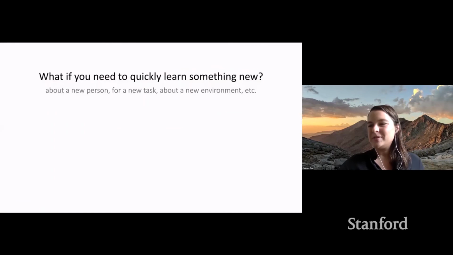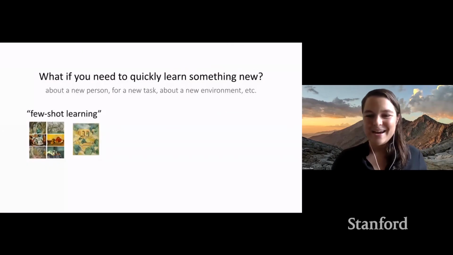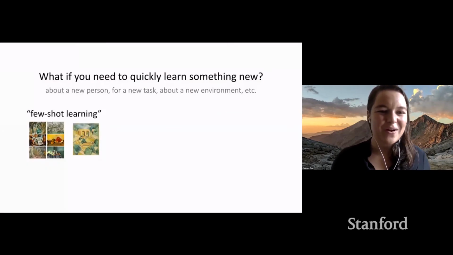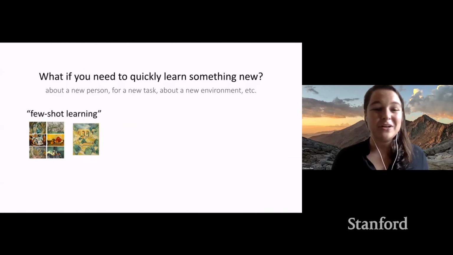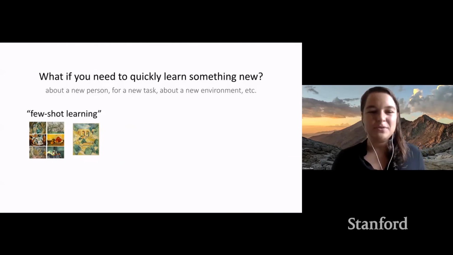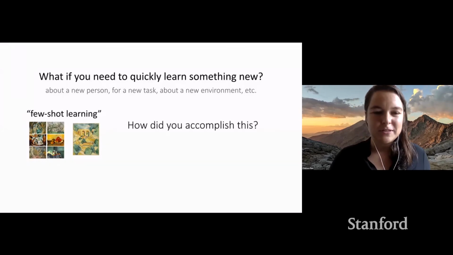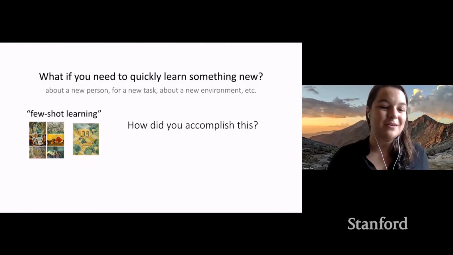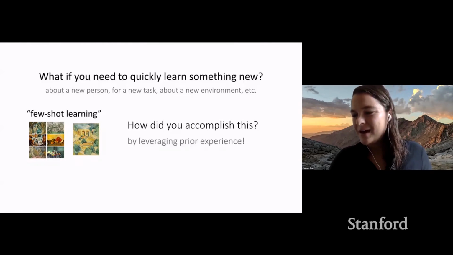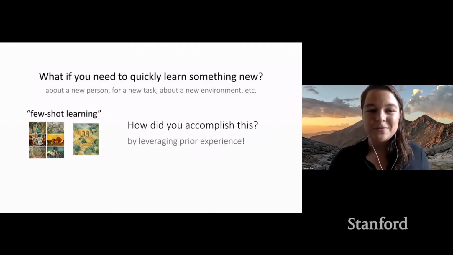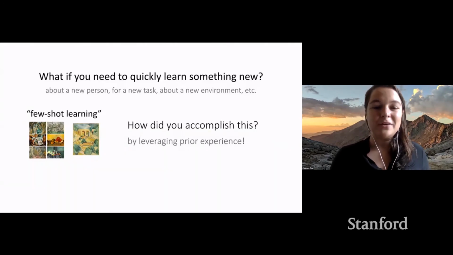Okay, so this is exactly what few-shot learning is, where you're given a very tiny data set, and you want to be able to make a prediction based on that data set. How do you accomplish this? Well, if you trained a machine learning system from scratch on just these 6 data points, it would probably do pretty abysmally. And so what's different is that you have prior experience.